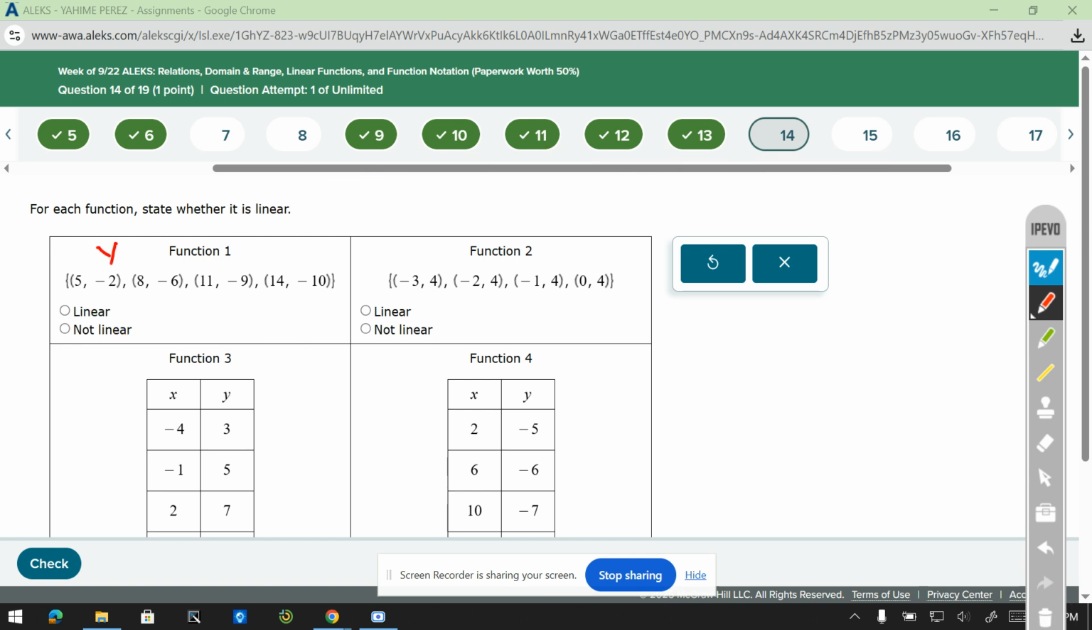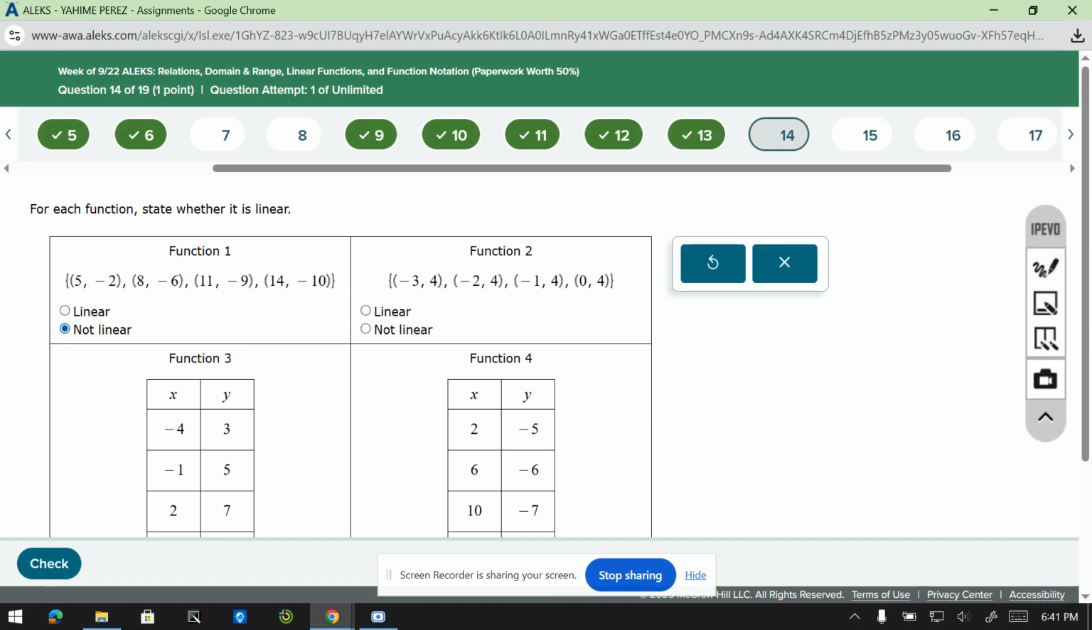The y values are changing from -2 to -6, that's going down by 4. From -6 to -9, that went down by 3. And from -9 to -10, that went down by 1. So since the y's are not constantly changing by the same number, this first function is not linear.